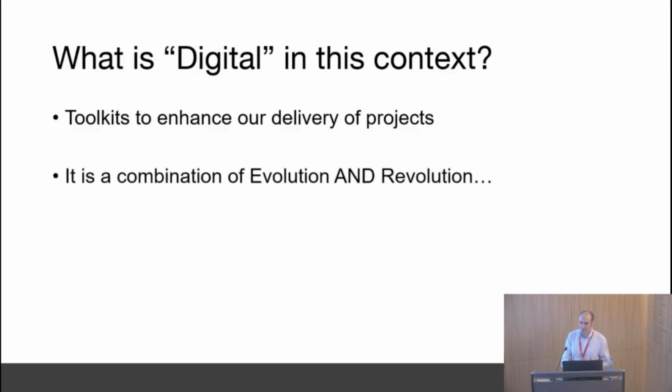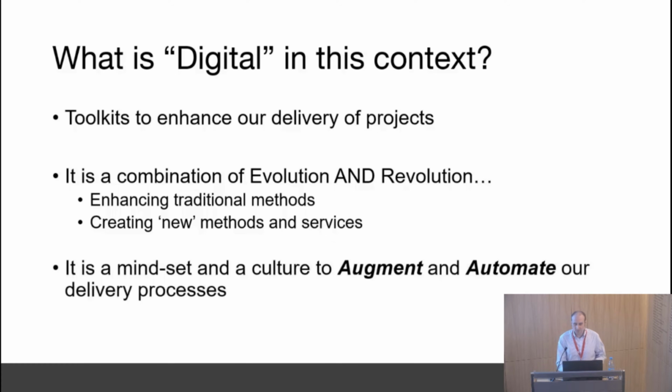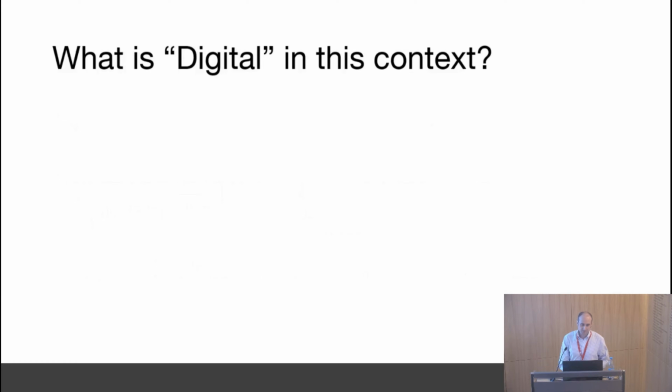In terms of how we're doing that, from our perspective, we see this as a combination of evolution and revolution. What I mean by that is a lot of the stuff we're doing right now is just enhancing traditional methods of design. We're just making things a little bit simpler and a little bit more efficient. Ultimately, through doing that, we're creating new methods and potentially creating new services to bring to clients. So really it's a mindset and a culture which is partly to augment and partly to automate our delivery processes.